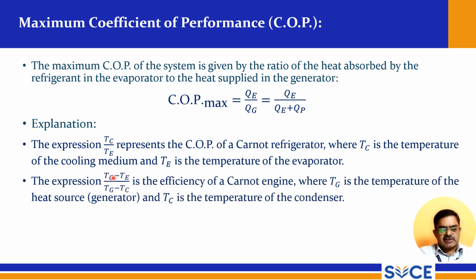The expression (Tg minus Te) divided by (Tg minus Tc) is the efficiency of a Carnot engine, where Tg is the temperature of the heat source, the generator, and Tc is the temperature of the condenser.